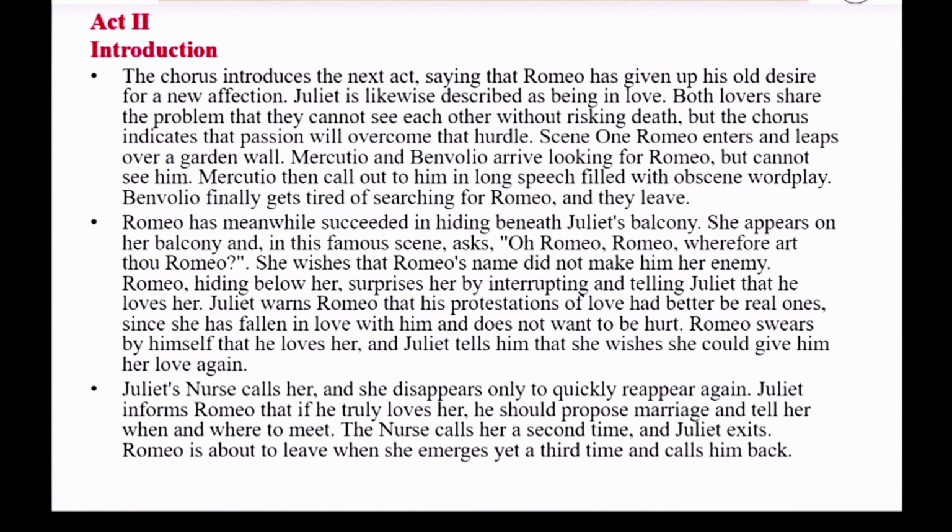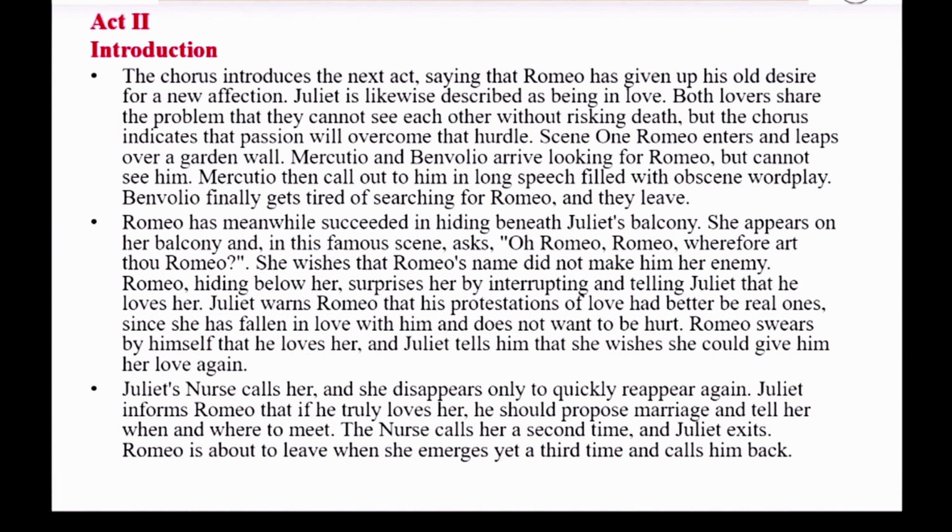Juliet warns Romeo that his protestations of love had better be real ones since she has fallen in love with him and does not want to be hurt. Romeo swears by himself that he loves her, and Juliet tells him that she wishes she could give him her love again.